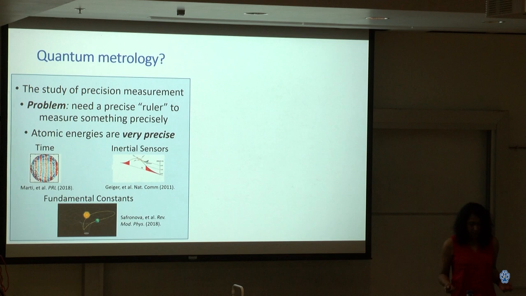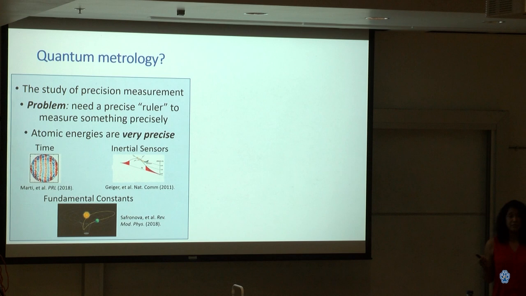Since atoms are also sensitive to forces, we can use them as inertial sensors. But perhaps most intriguingly, at least to me, if you've taken quantum mechanics, you know that energy and time are conjugate variables. They're related to each other. So this means that you can use atoms as very sensitive clocks. So this aspect of quantum metrology is what I want to focus on today.